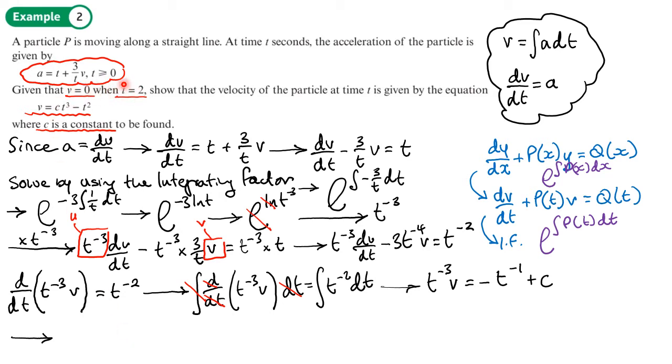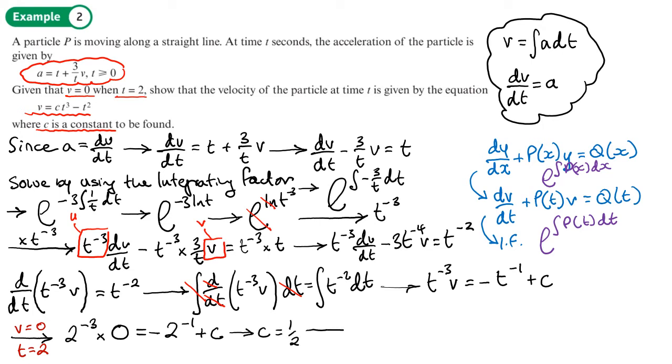When v is 0, t is 2. So let's just substitute in v is 0 and t as 2. So we will get 2 to the negative 3 times by 0 equals negative 2 to the minus 1 plus c. So that becomes 0. This is minus a half, so that means that c must be equal to a half.